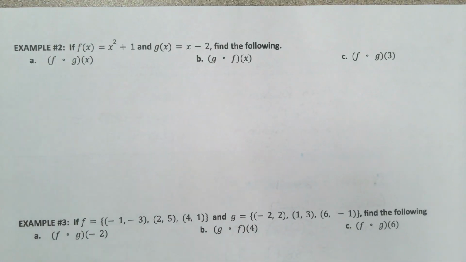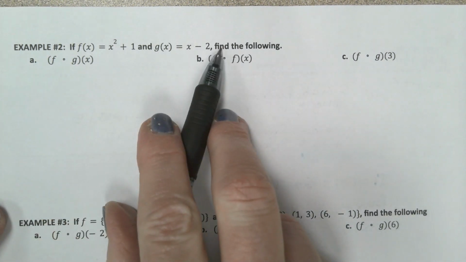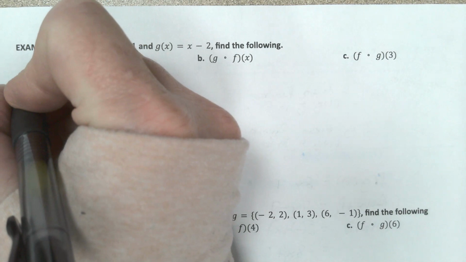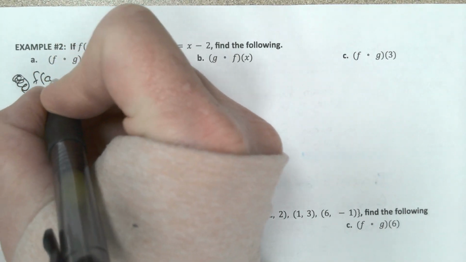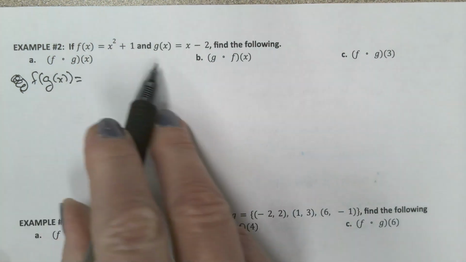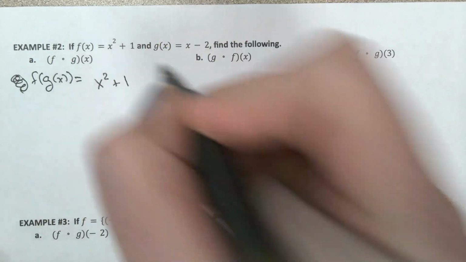On the back, we just have some problems with more of the same. Let's see, this time I have things that are being squared. We might want to help you with 2a right here. So the first thing I'm going to do is rewrite it as f of g of x. Whatever letter comes first, that's my main function. And so that is x squared plus 1.